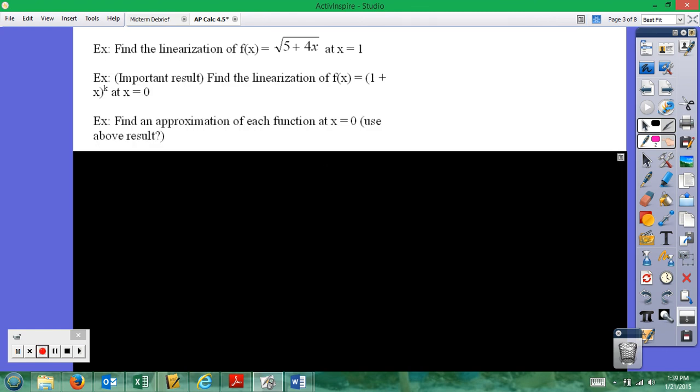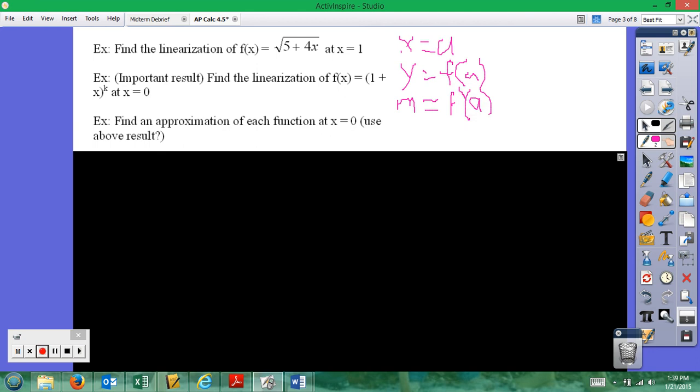At x equals 1. And so we need three things. So instead of x, y, slope, which I have been usually stressing, if you're making a tangent line, you need x, you need y, and you need slope. They're calling the x the a value. They're calling the y f of a. And they're calling the m the f prime of a.